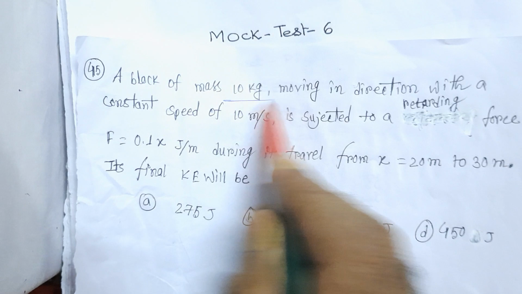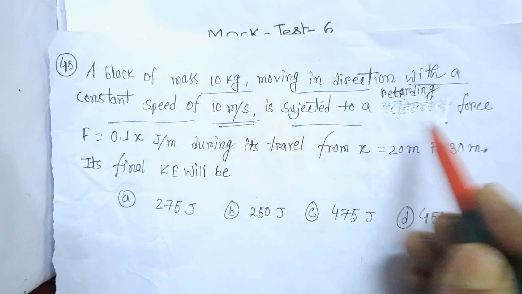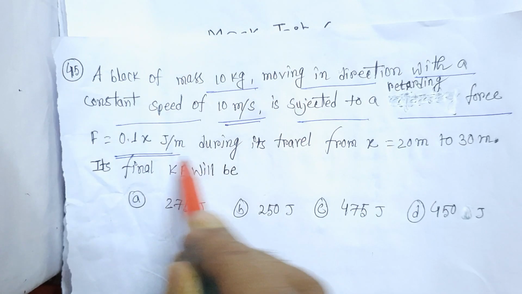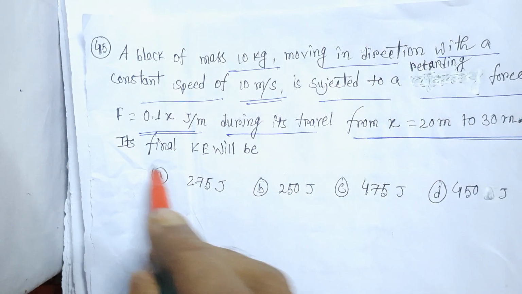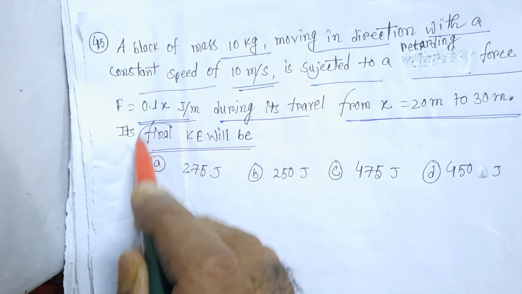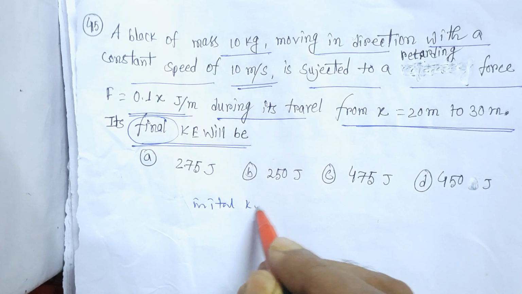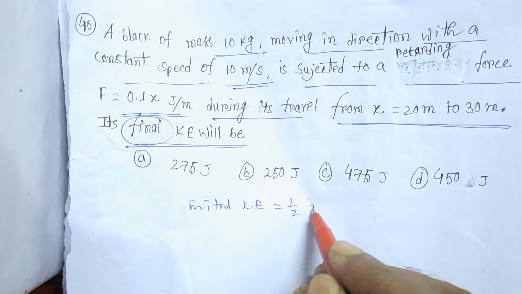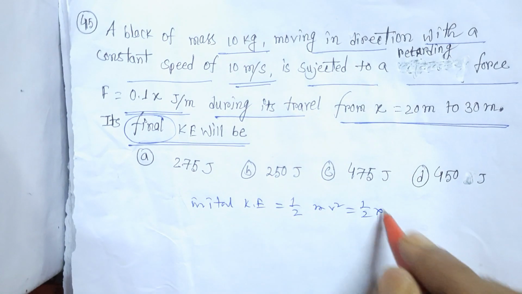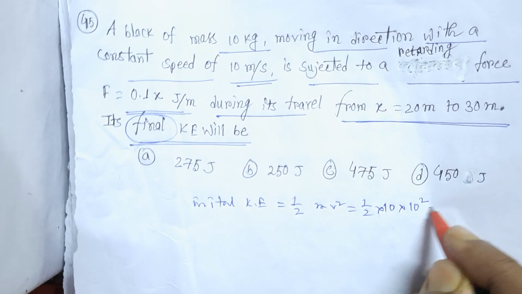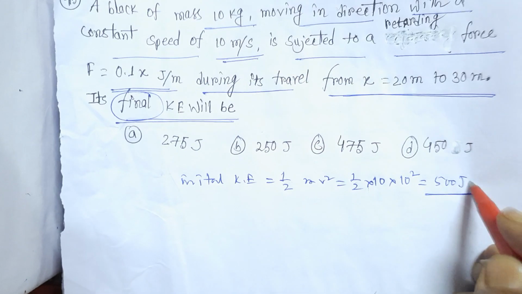A block of mass 10 kg moving in a direction with a constant speed of 10 meter per second is subjected to a retarding force 0.1 x joule per meter during its travel from x equals 20 to 30 meter. We need the final kinetic energy. Now the question is, what is the initial kinetic energy? Initial kinetic energy is half mv squared, equals half into 10 into 10 squared, that is 1000 by 2, 500 joule. It was the initial kinetic energy.